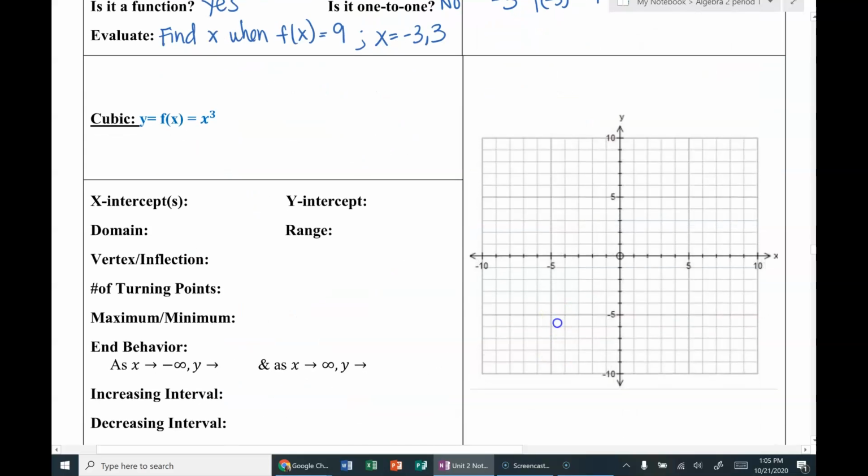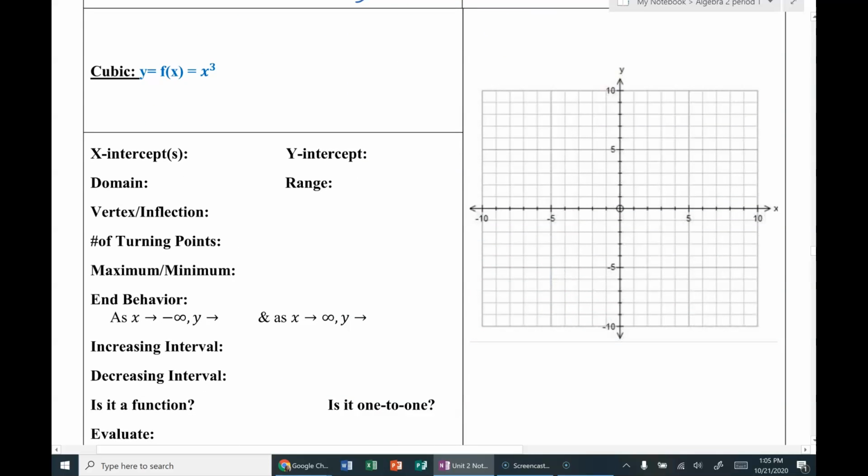Next, parent functions: cubic. So it's f of x equals x to the third, or y equals x to the third. Again, let's make a table just to see what this looks like. We will pick negative 2, negative 1, 0, 1, and 2. Negative 2 to the third gives us negative 8. Negative 1 to the third is negative 1. Then 0, 1, and 8. Let's plot those: negative 2, negative 8; negative 1, negative 1; 0 stays; 1, and 8. All right, connect those dots.